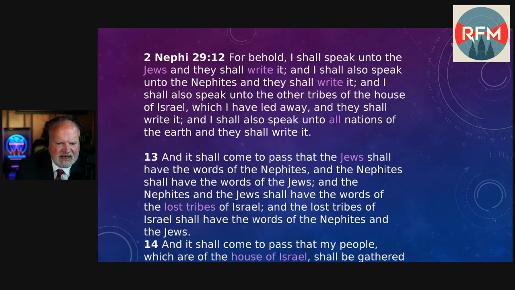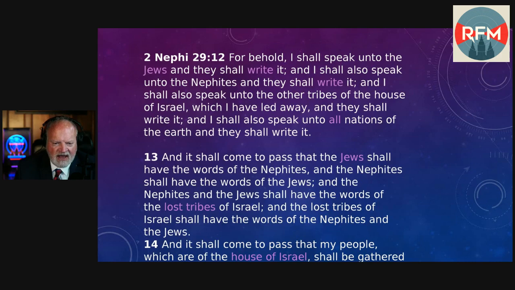For behold, I shall speak unto the Jews, and they shall write it. And I shall also speak unto the Nephites, and they shall write it. And I shall also speak unto the other tribes of the house of Israel, which I have led away. Remember those branches? And they shall write it. And I shall also speak unto all nations of the earth, and they shall write it. And it shall come to pass that the Jews shall have the words of the Nephites, and the Nephites shall have the words of the Jews, and the Nephites and the Jews shall have the words of the lost tribes of Israel, and the lost tribes of Israel shall have the words of the Nephites and the Jews.